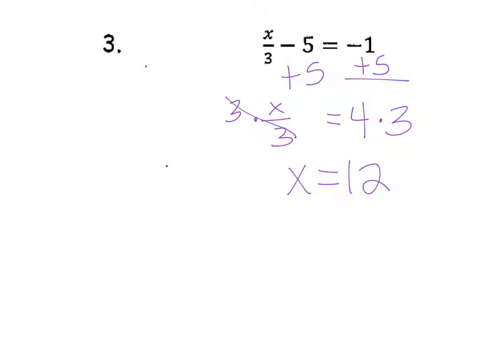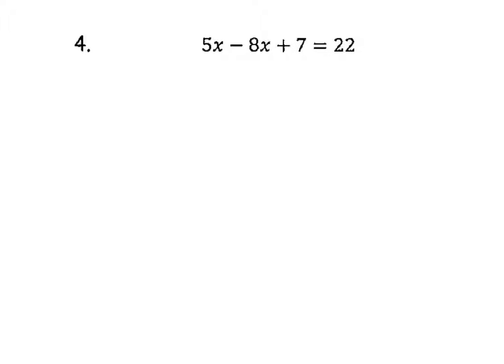Yeah? Cool. Number 4 has a little bit of extra work I got to do first. I got like terms. 5x minus 8x. So those have to go together first before I can even begin. Minus 3x. Negative 3x, okay. Plus 7, that stays the same. 22 stays the same. Okay. And now we can do the problem.